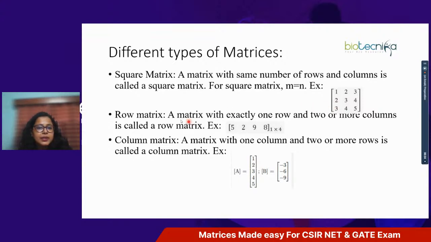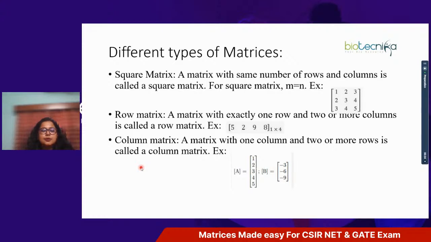Next, let us come to the row matrix. A matrix will be called a row matrix if it has only one row, nothing else. So if the matrix has just one row and nothing else, that can be considered a row matrix.